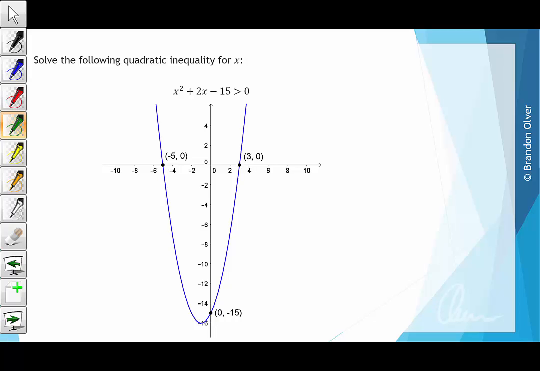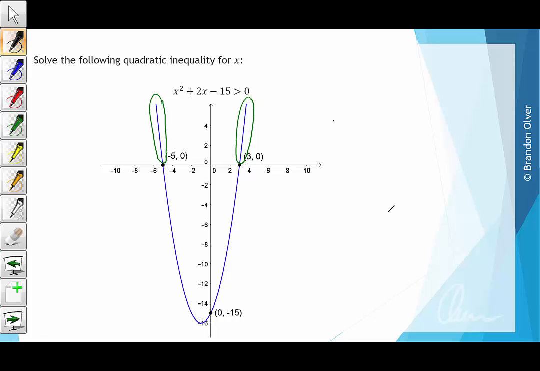So we can see that that is true over here, where x is greater than 3, and over here, where x is less than negative 5. So these are the values for which x squared plus 2x minus 15 are greater than 0.